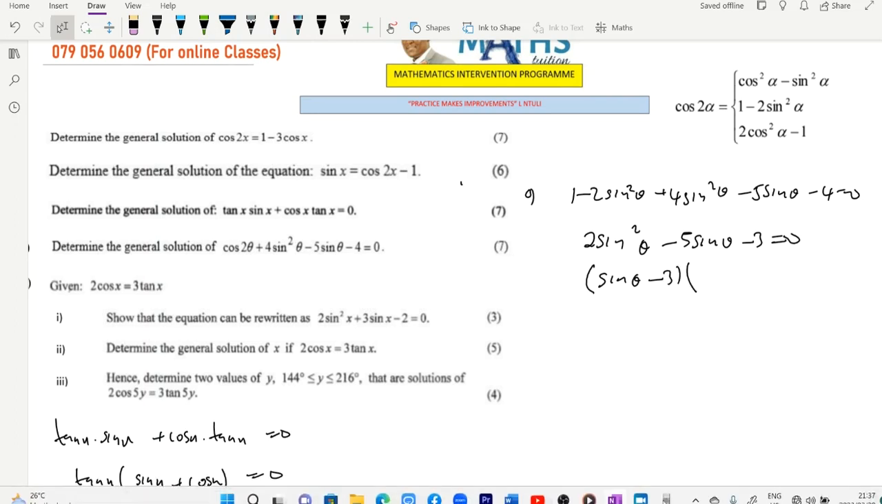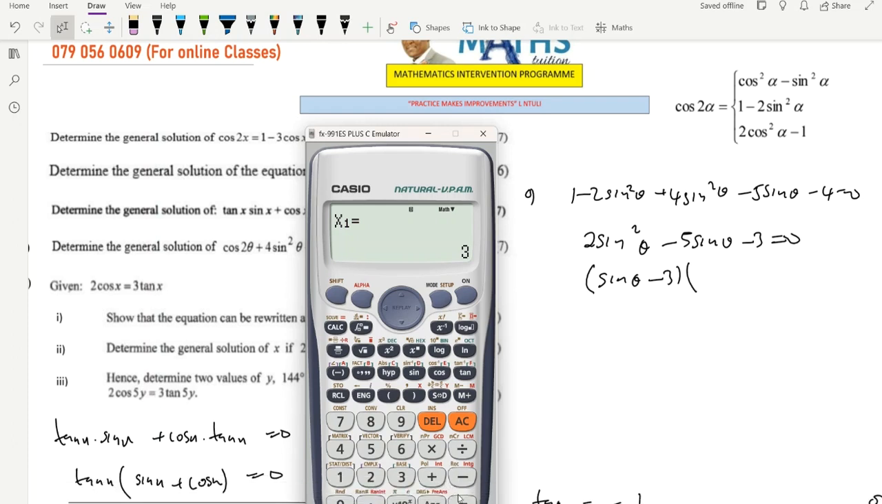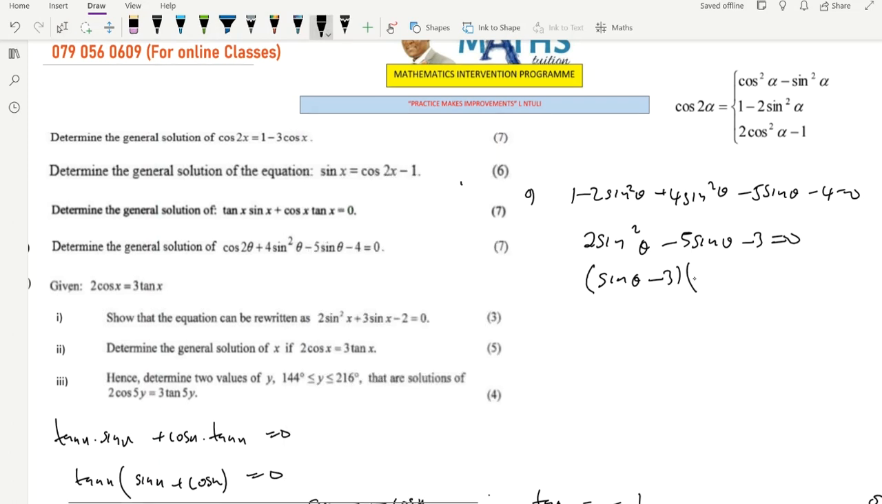Go back to your calculator. Press your equal sign again. Negative 1 over 2. Hope we are familiar with it. Take your denominator and cross multiply. It will be 2 sine theta plus 1 equal to 0. Therefore, sine theta equal to 3 or sine theta equal to minus 1 over 2. Our maximum is at 1, so 3 is not a solution.